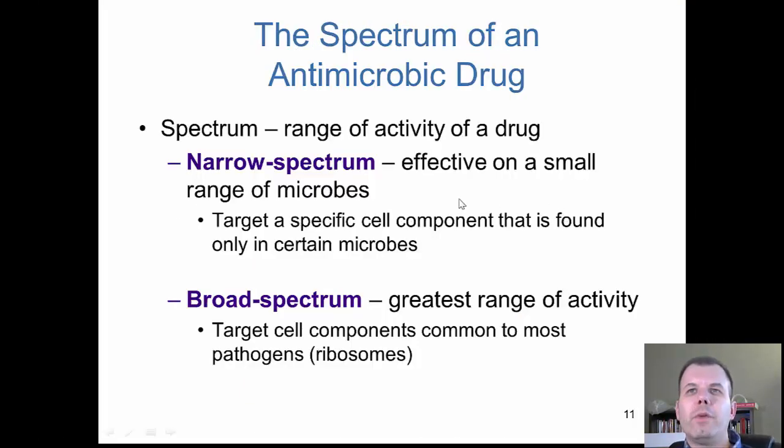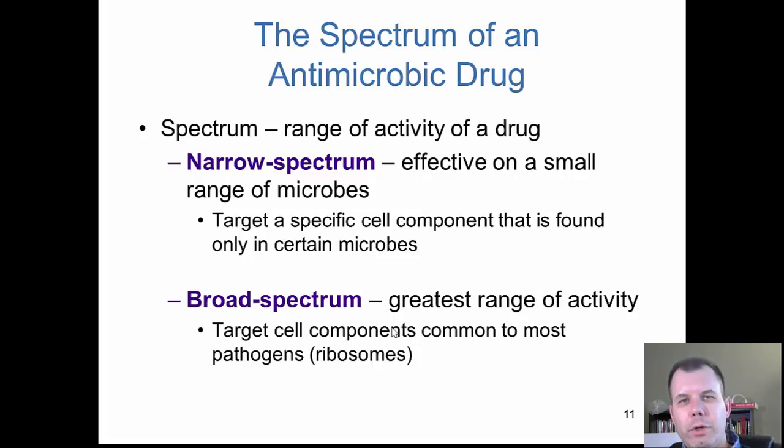Okay, so again, we talked a little bit about the narrow versus broad. The narrow spectrum is a small amount of microbes. And again, these target a specific cell component on only certain microbes, whereas a broad spectrum is going to target one of the components common to most pathogens. And so you're going to see broad versus narrow.